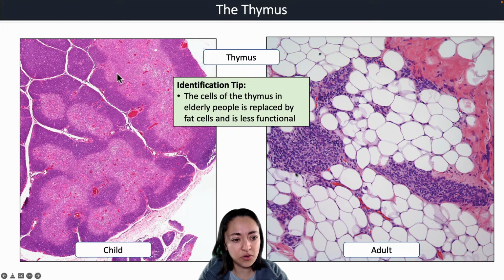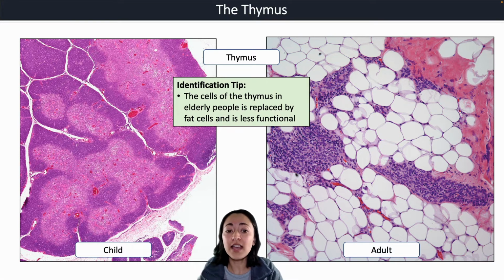So here again, you can see a close-up of the thymus, and this is the thymus in a child. So notice how the edges of the lobules are dark purple, and then the inner parts are this lighter purple. On the right here, you can see the thymus of an adult. And again, remember, the thymus degenerates as we get older.